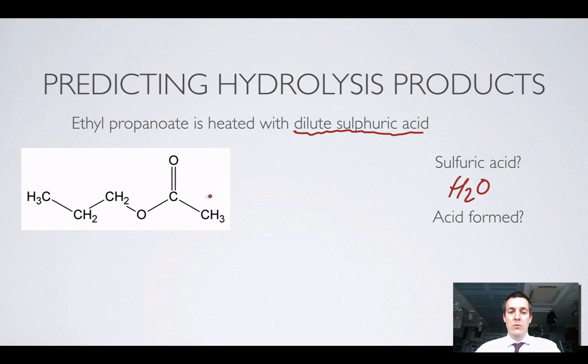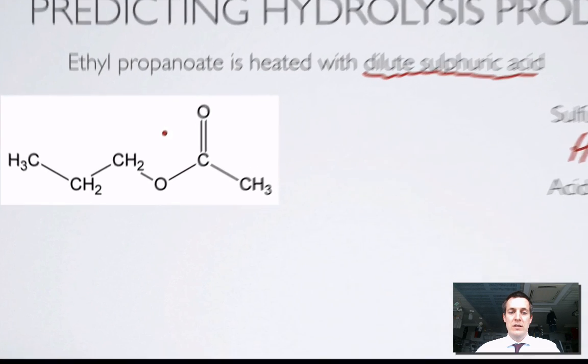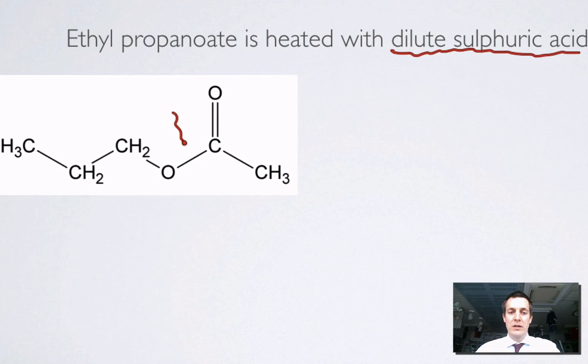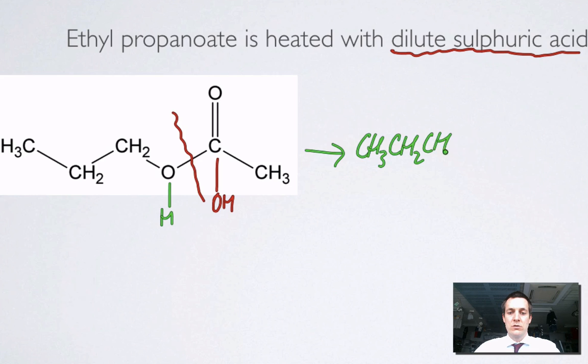Okay, now what happens when you put the water back in? Well, let's think about where the alcohol and the acid would be. Okay, so we're going to put the OH back onto the acid. We're going to put the H back onto the alcohol. So there's our water molecule that we've reinserted, and we're going to form a carboxylic acid product and an alcohol. And in this case, it's going to be propanol, CH3CH2CH2OH, and the carboxylic acid would be ethanoic acid, because we've got two carbons here. Okay?